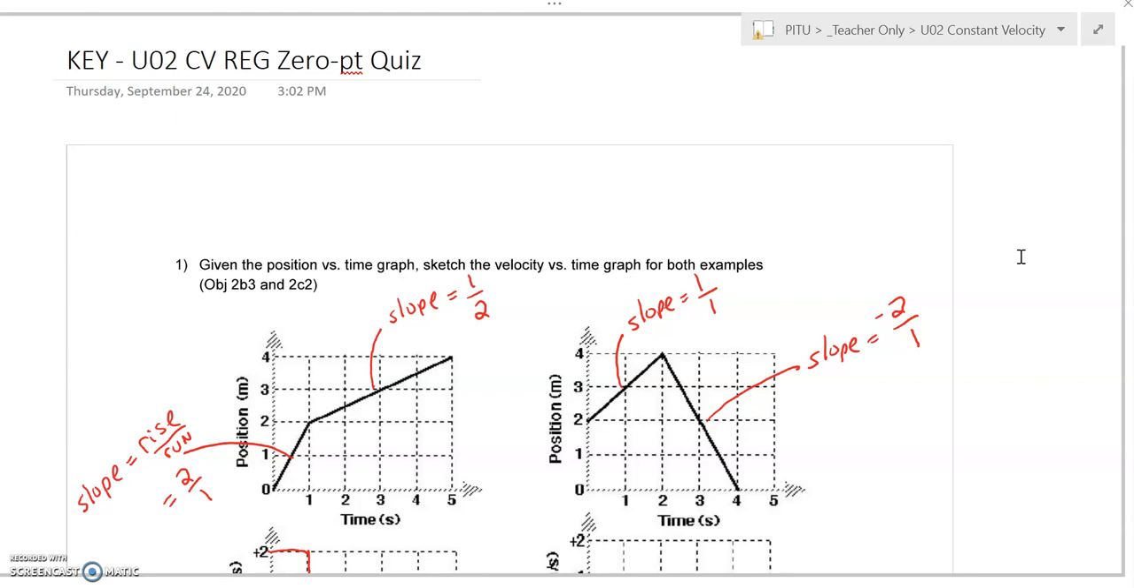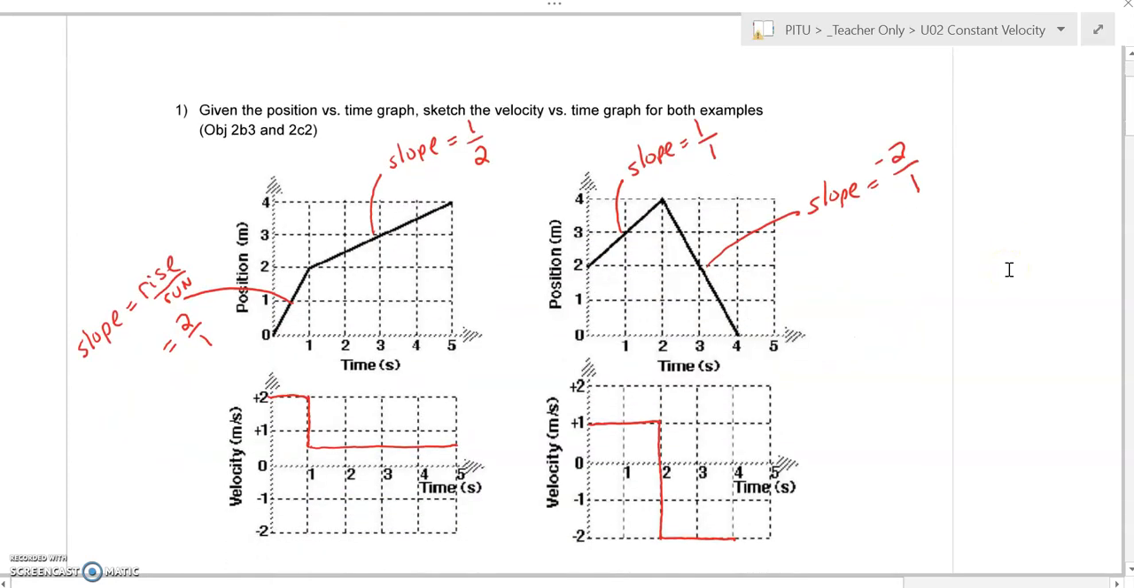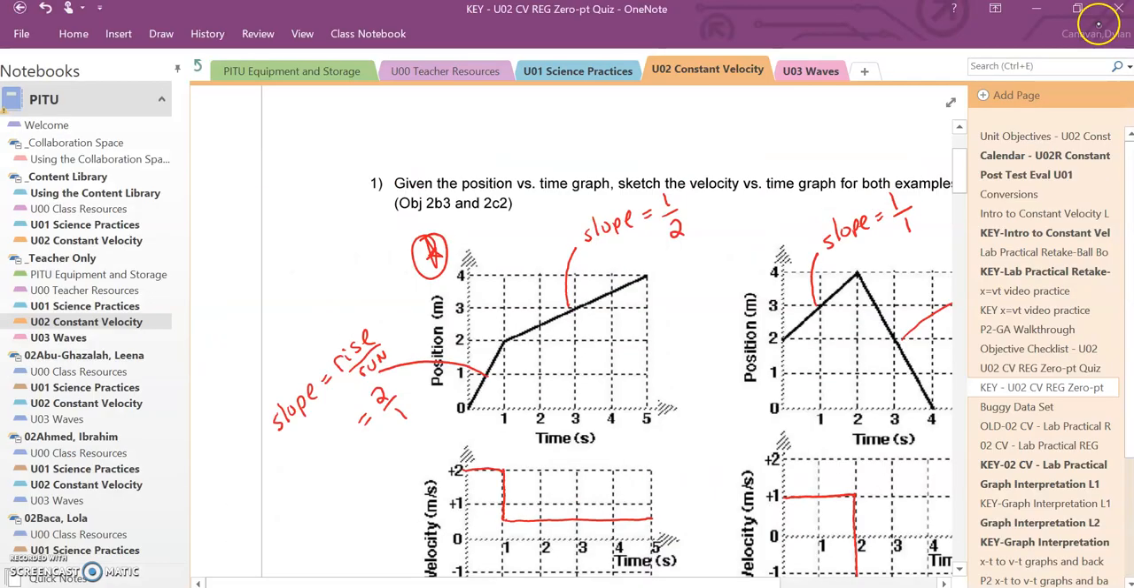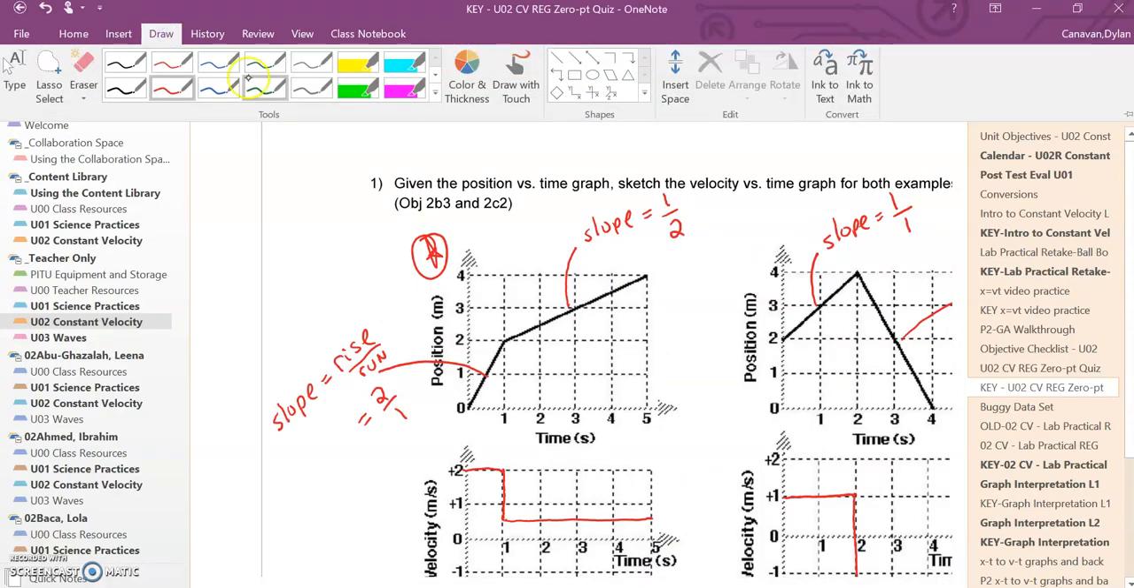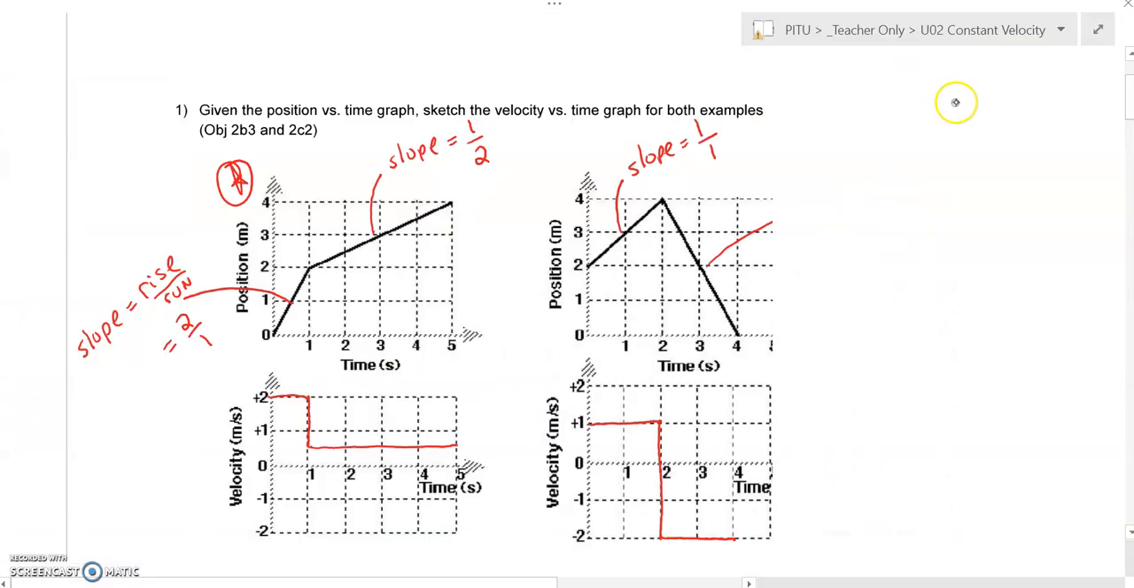Alright, so the first thing that the 0-point quiz has you do is to sketch velocity time graphs from position time graphs. Now remember, the position time graphs are showing where an object is over time, and the slope on a position time graph is equal to the velocity. So if we look closely, say, at this first one here, I'm going to switch colors so that we can see what I'm doing more clearly.